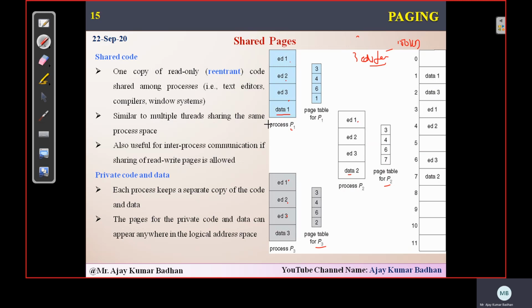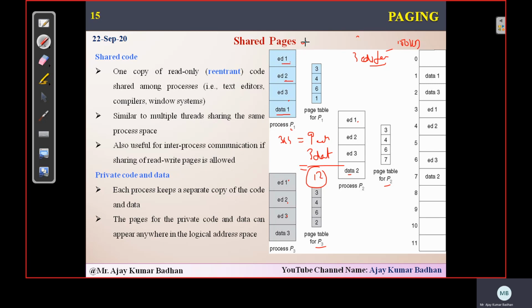So here that mapping is going to take place. The data 1 here will be different, whereas the text editors are getting shared. Now how are they stored within memory? As per the first example I showed you, since there are three processes with three editors each, 3 into 3, there should be 9 editors in memory, plus 3 data entries in the data space. So 12 entries should be there in this RAM if we go with the first approach.